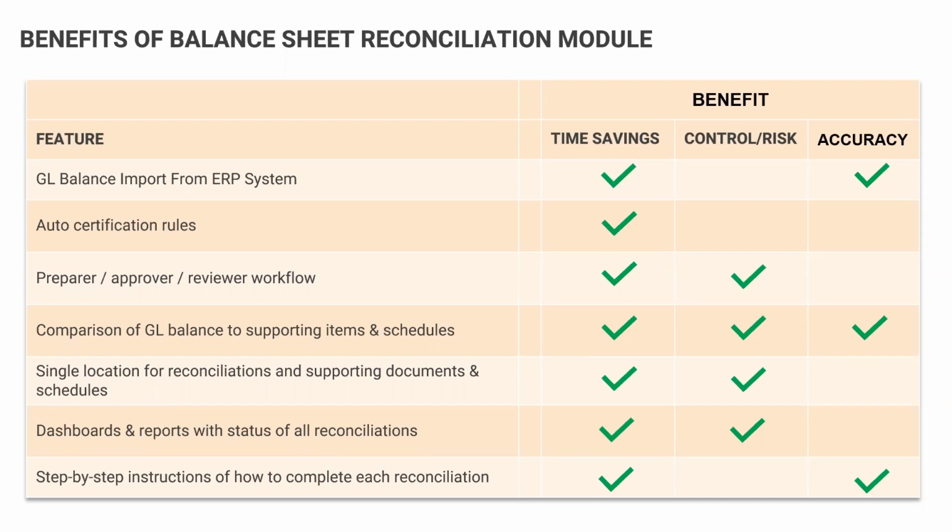The auto certification rules are a huge time saver. The system is actually completing those reconciliations for you. You get a single location for storing recs and supporting documents, so you'll spend less time gathering them for an audit or management request. Dashboards and reports show which recs are completed and which still need to be done.